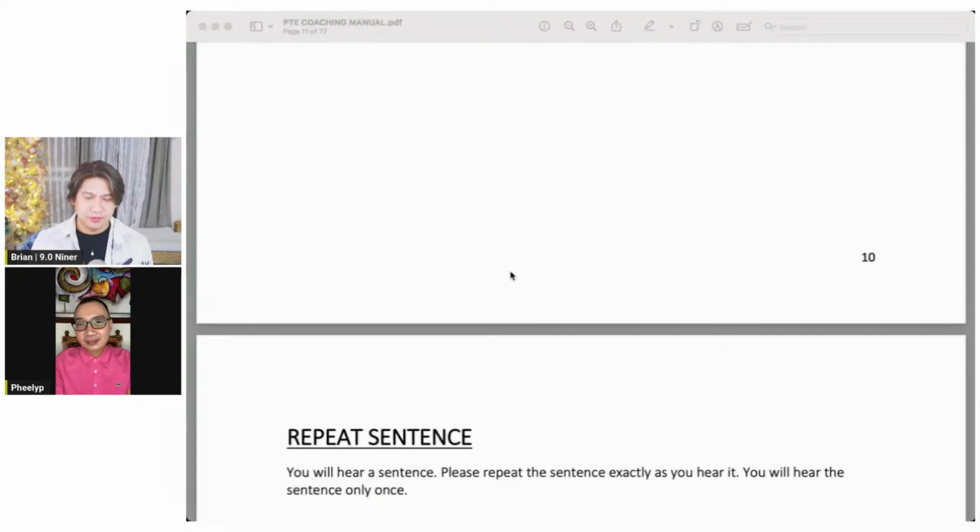Test 1. Repeat sentence. Page 15. 1. Factors such as cost and function influence the design of a bridge. Factors such as cost and function influence the design of a bridge.